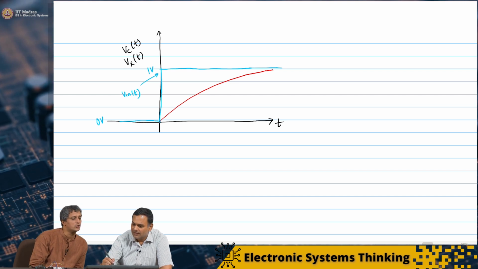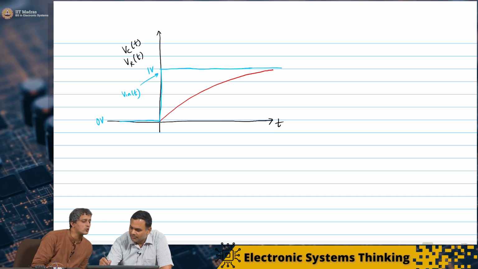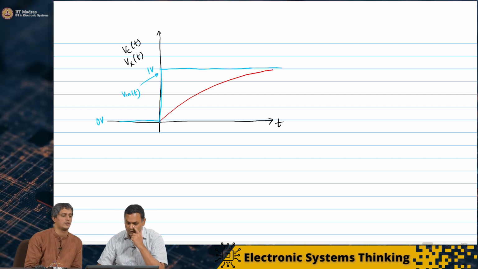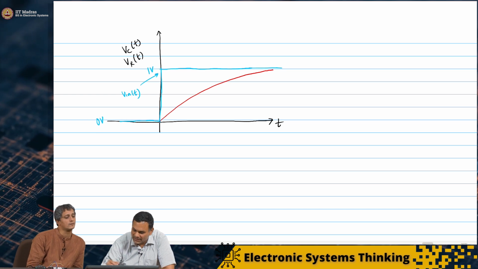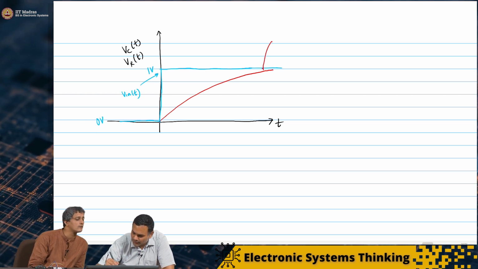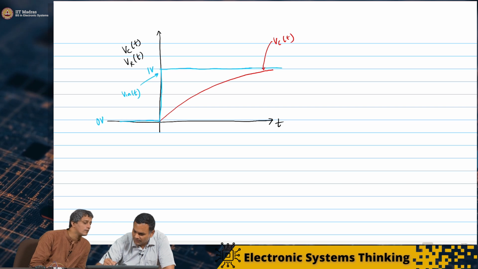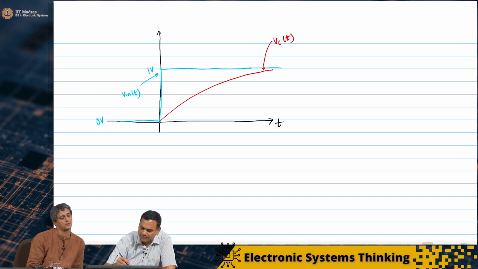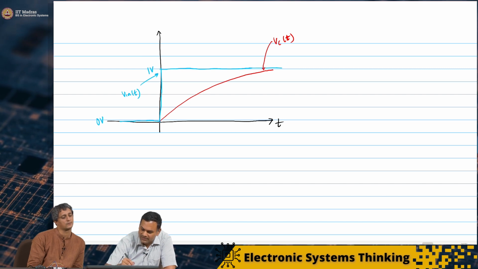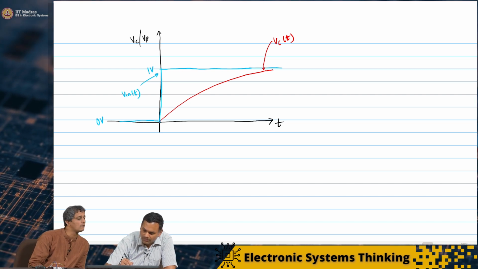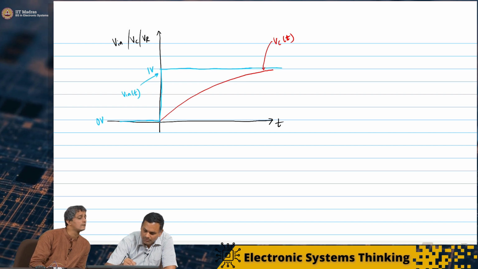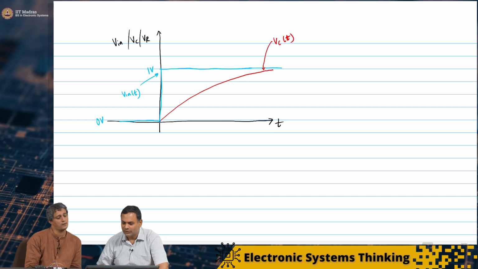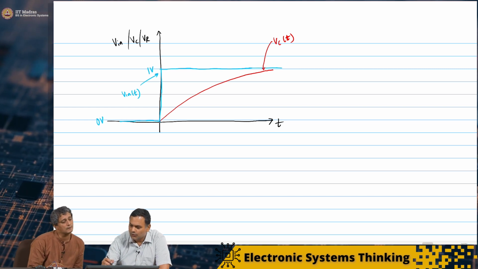So, now what happens to VR of t? So VR of t should actually be the difference between these two. Right. So just give me a minute. I'll start labeling this as well. So this is VC of t. You are plotting three things on the same graph. So I'm just labeling the axes, just so that we don't get confused.